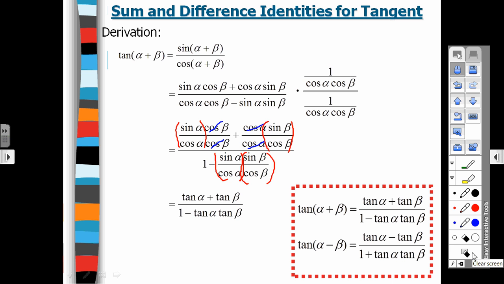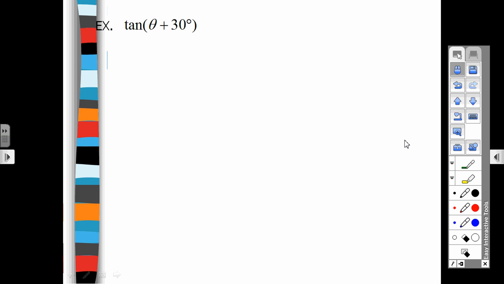Now the thing is, unfortunately, when you use them, it's a little bit more complicated than when we were working with sine and cosine, just a simplification process. So let's go through and take a look at a couple of those. So first of all, we have tangent of theta plus 30. We are going to express this as an answer that has tangent of theta in it, obviously. And when we apply our identity, we get tangent of theta plus the tangent of 30 divided by 1 minus the tangent of theta times the tangent of 30.